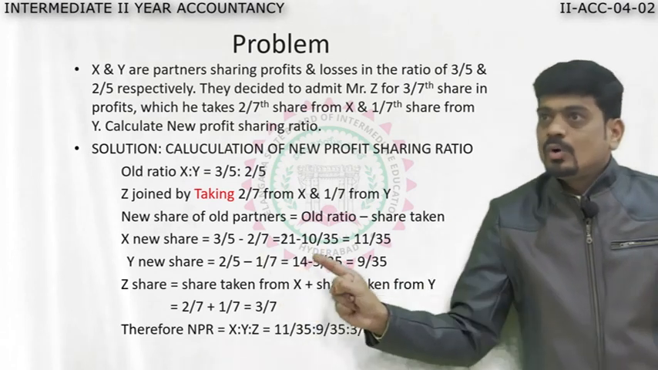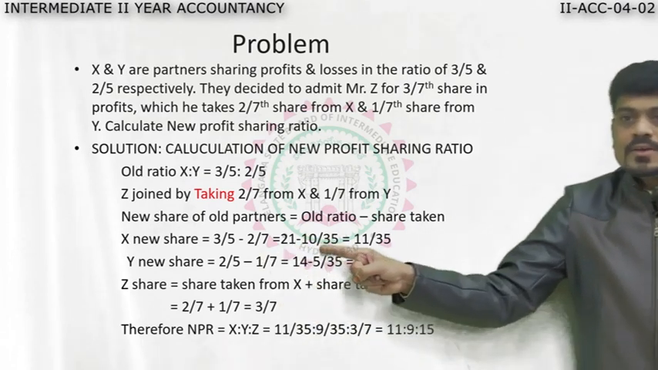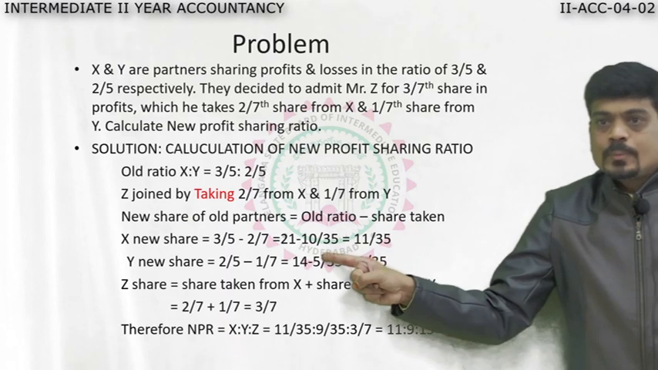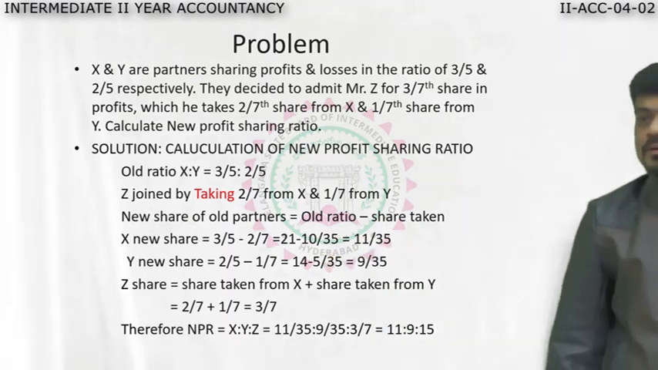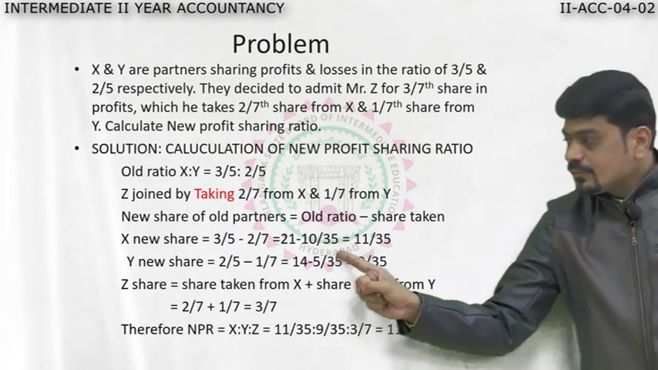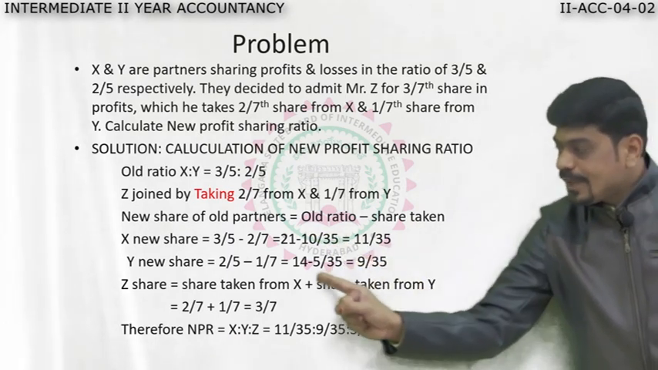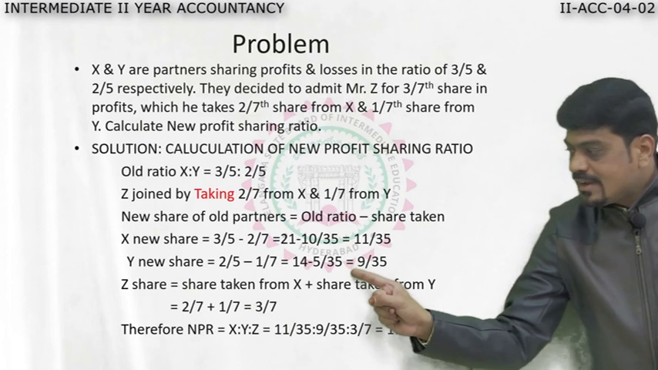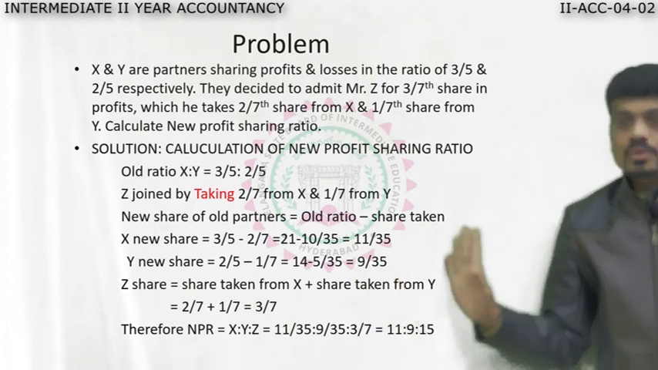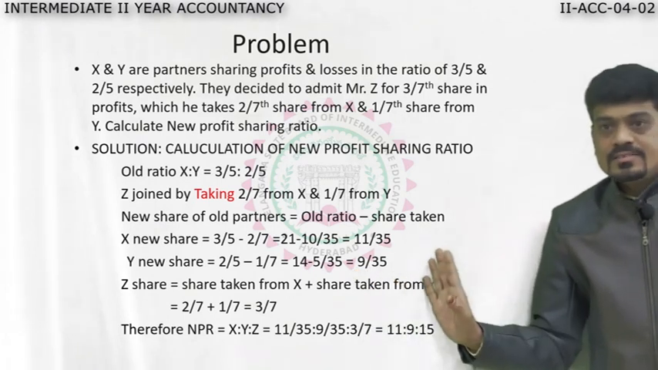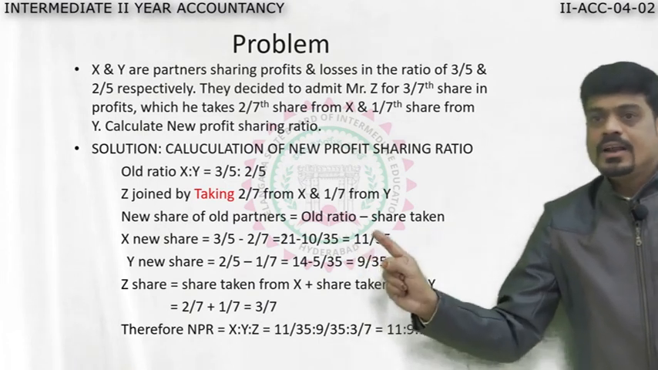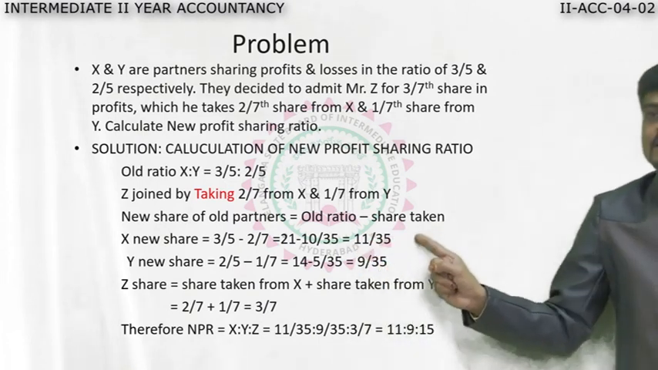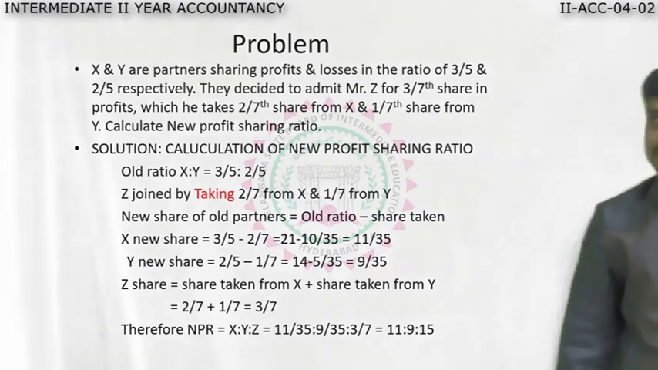For X, what was his old share? 3/5 minus 2/7. Now sir, how to do the subtraction? Logic is there. 3/5 minus 2/7. Multiply the denominators. 5 and 7, 35. Okay, 35 is the LCM. Now cross multiply. 7 3s are 21, 5 2s are 10. So 21 minus 10 over 35 is 11/35.